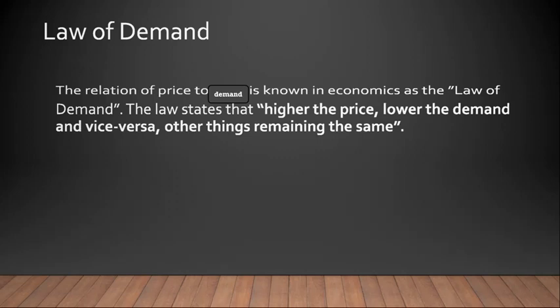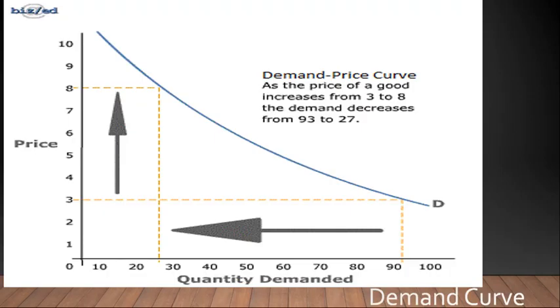So in the figure you can see the demand price curve. As the price of the good increases from 3 to 8, the demand decreases from 93 to 27. So originally the price of the product was rupees 3. When the price was rupees 3, the demand was 93. So you can see that in the figure. Now the price increased to 8, then the demand decreased to 27. So when the price increases, demand decreases.